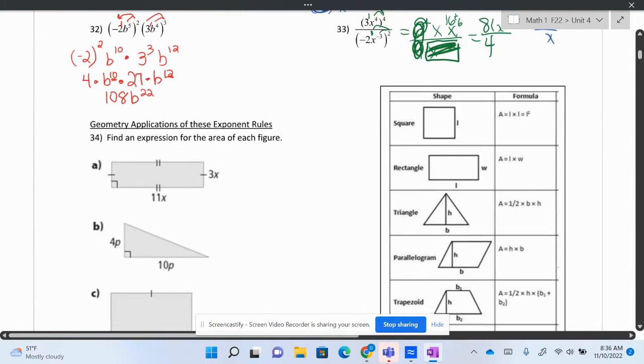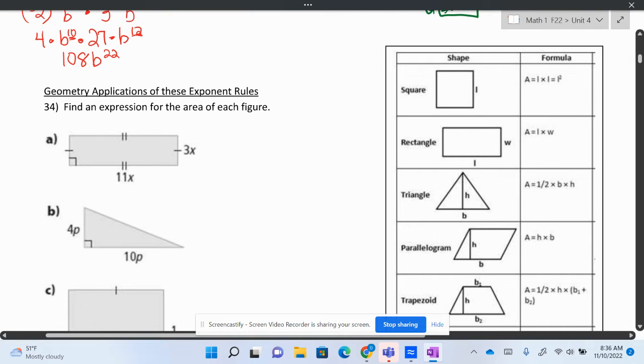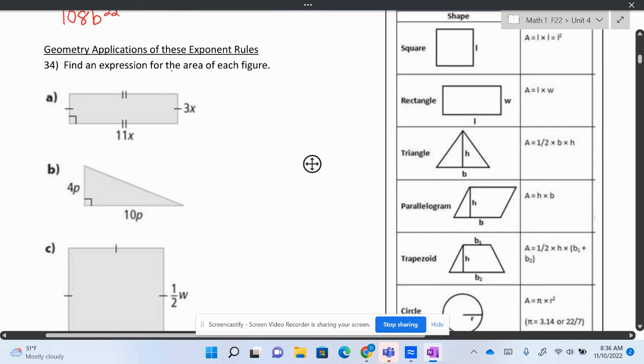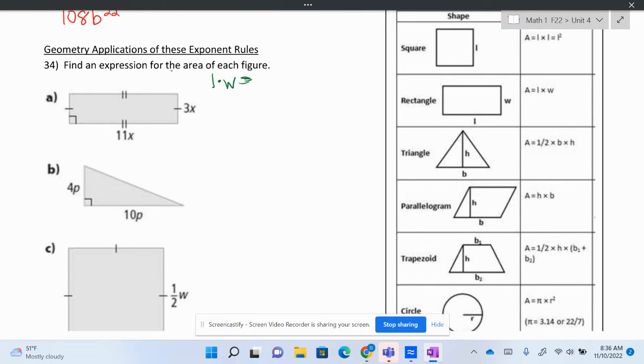All right. Let's look at some applications of exponent rules. So we're asked to find the area. So we know that the area of a rectangle is the length times the width, which means that I'm going to take 11x times 3x. I'm going to multiply the constants. 11 times 3 is 33. The bases are the same. So I'm going to add the exponents. And I'm just going to write square units because I don't know what the units are, but I'm going to make sure I label it.